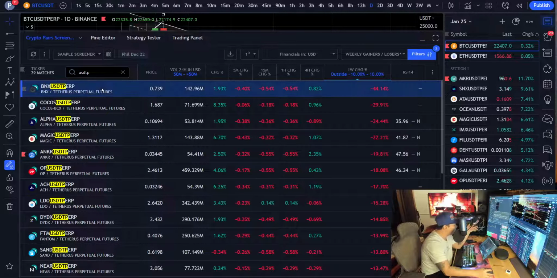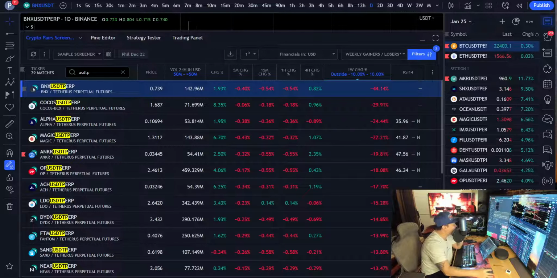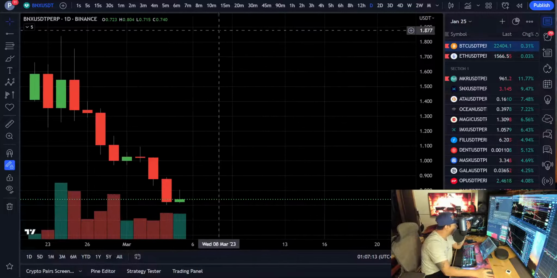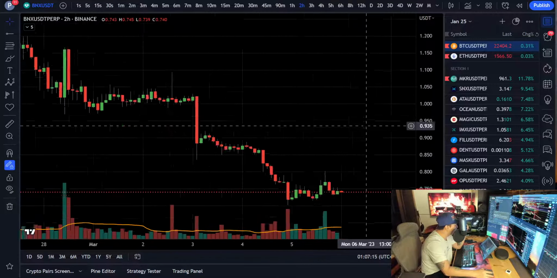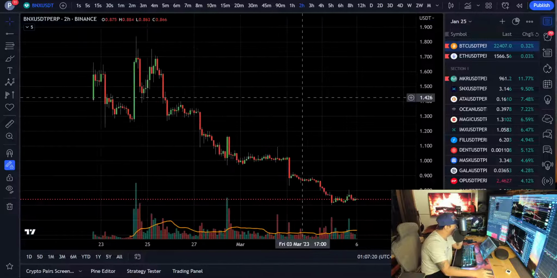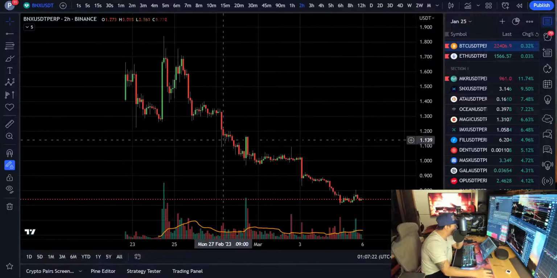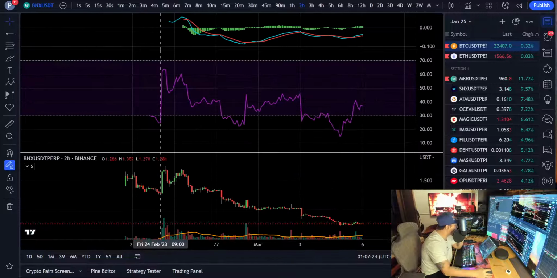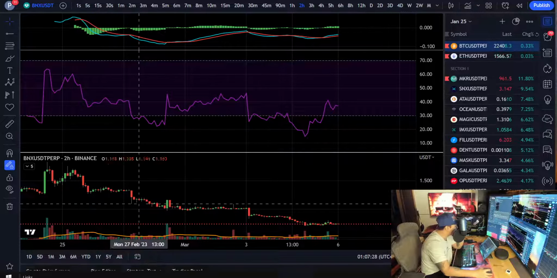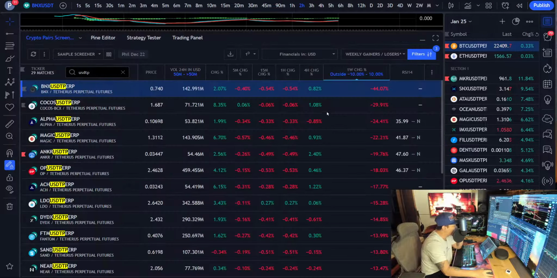You can see coins like BNX. Oh my God. This coin shouldn't even be looked at anymore. It's a bad coin. Don't look at it to day trade, guys. The RSI goes to like 14 on a 2 hour. Please do not look at it. Know when to avoid coins.